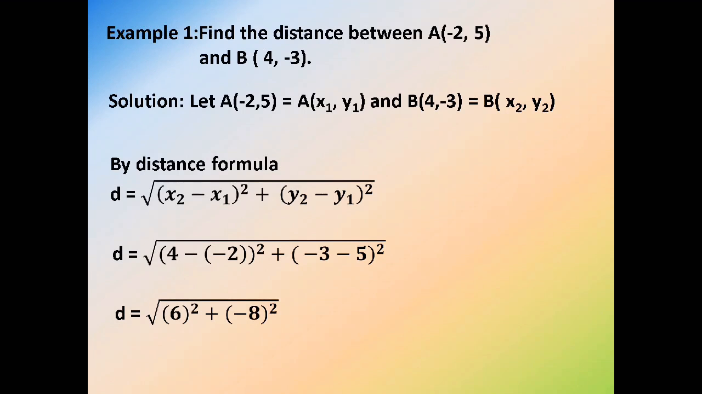So we have come up with d, which is equal to the square root of 6 raised to 2 plus negative 8 raised to 2. D now becomes the square root of 36 plus 64. D is equal to the square root of 100. And from that, we have come up with d, which is equal to 10 units.